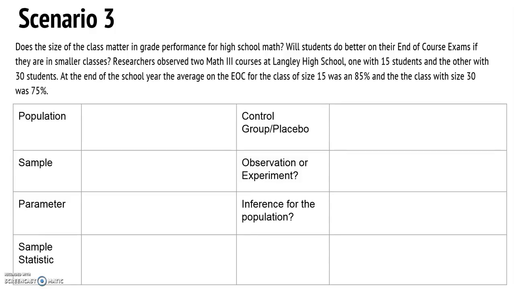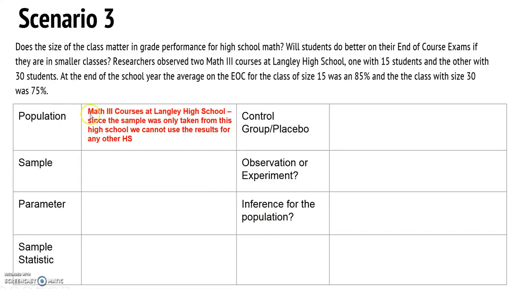So we want to decide whether or not the small class sizes helped with the end of course exam. So what is the population here? The population here is the Math 3 courses at Langley High School. So be careful, it's not all Math 3 courses across North Carolina. The sample was only taken from this high school, so we cannot use the results for any other high school. The sample here was 2 classes at Langley High School.